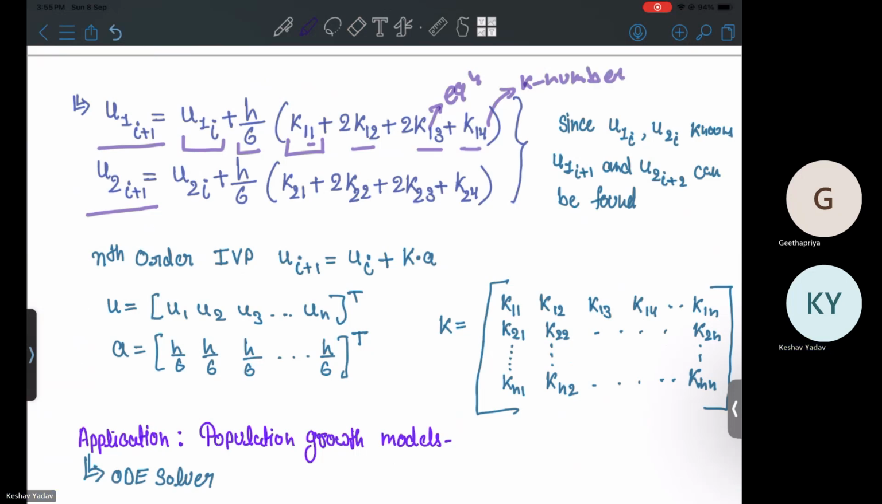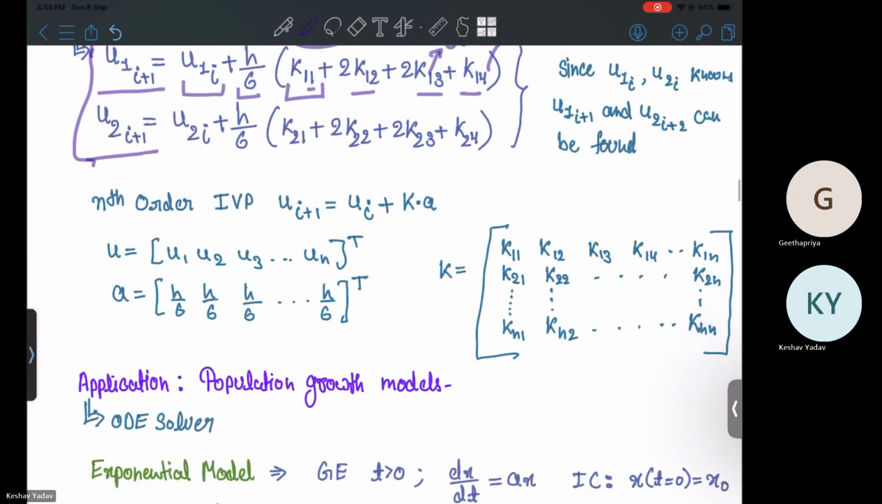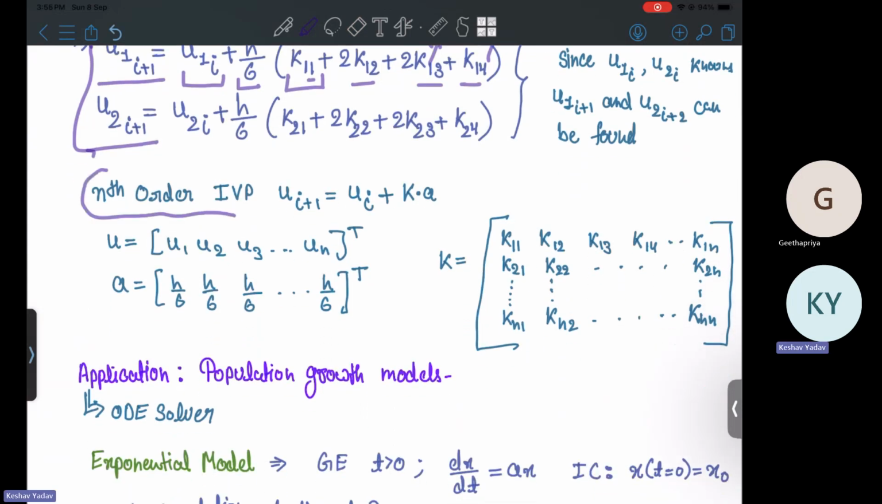Okay. So by using this equation, now we can find out u1 and u2. Once we have found u1, what is u1? u1 is equal to y. So we have found out the y value. That was the whole problem we wanted to solve for y. And since we have found out u1, this will be equal to y only. Okay. So an nth order initial value problem can also be solved.